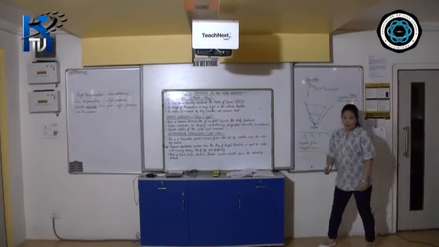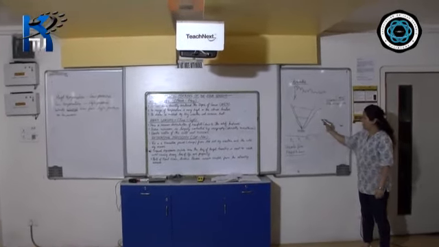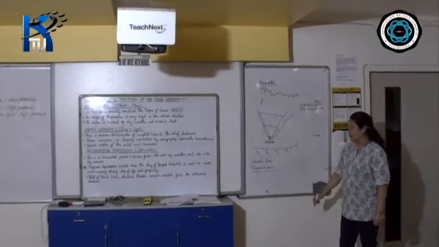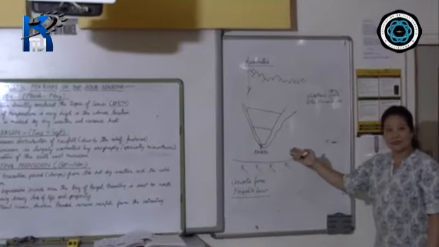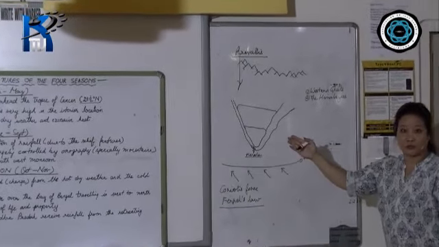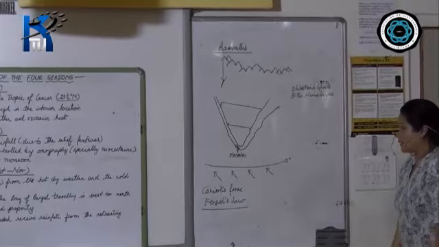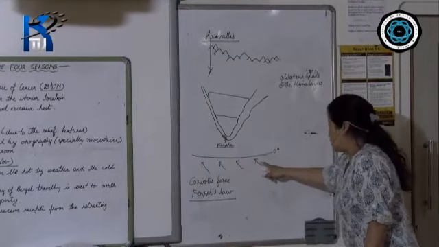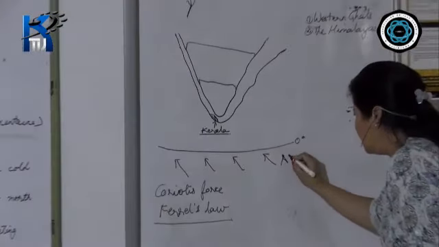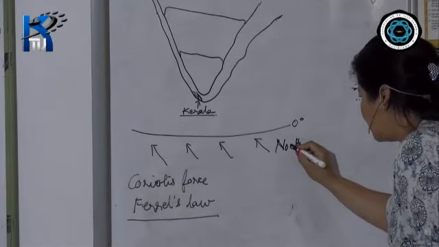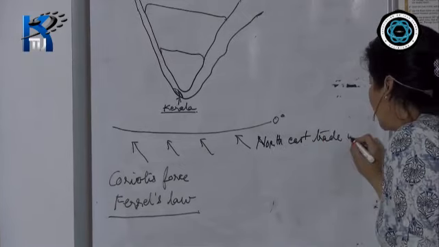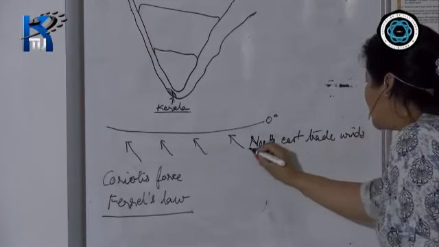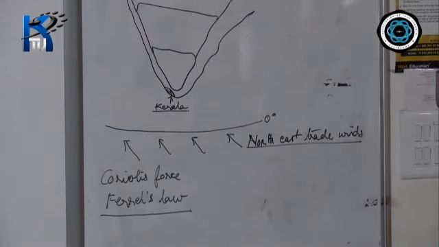Now we are going to start with the next season, that is the rainy season. And I feel that it's much better if I explain to you with the help of a diagram the approach of the monsoons. Okay? Now, see, these are the northeast trade winds. Okay?